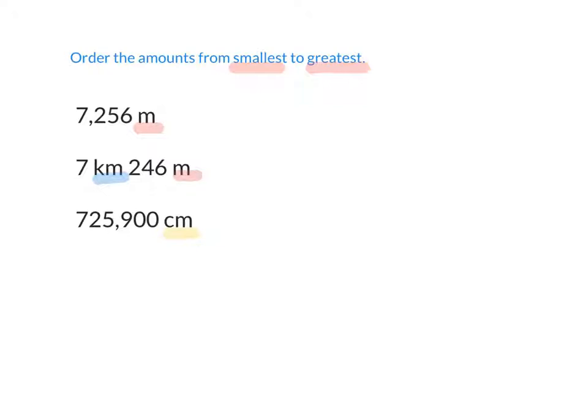So what is the smallest unit we have here? Centimeters. So this one is good to go. We don't have to touch that one yet. Let's take a look at the next one, which is the first one. If I have 7,256 meters, I know that there are 100 centimeters in 1 meter. So I have to take this and multiply it by what? To get the number of centimeters. How many centimeters are in 1 meter? 100. So I have to multiply it by 100.